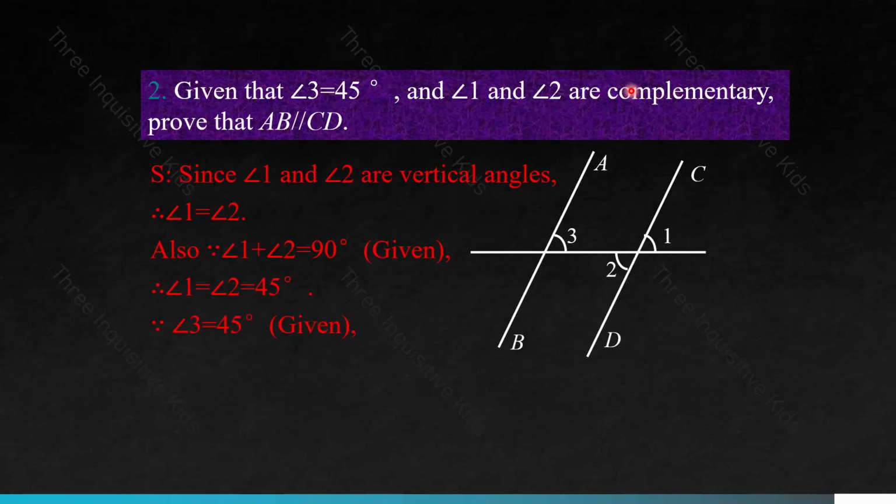And since we are given that angle 3 is equal to 45 degrees, we know that angle 2 is equal to angle 3. Therefore, AB is parallel to CD, because two lines are parallel when alternate interior angles are congruent. Angles 2 and 3 are alternate interior angles.